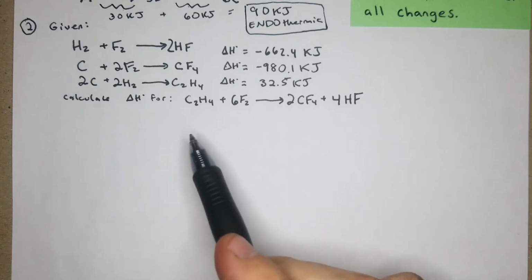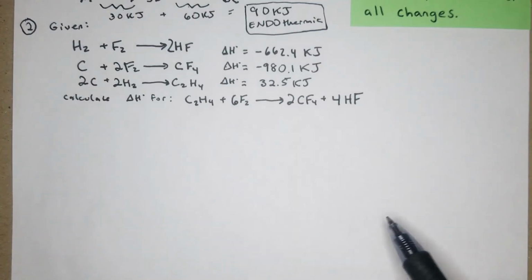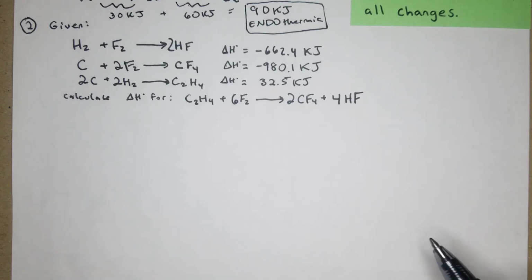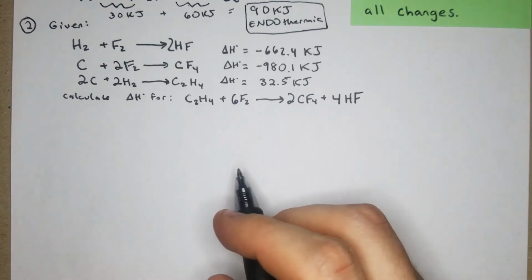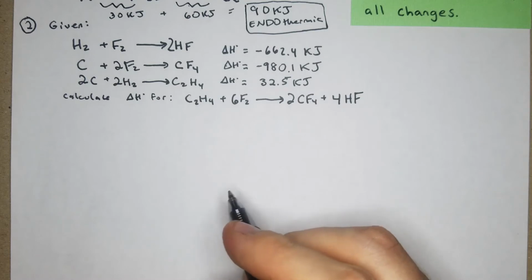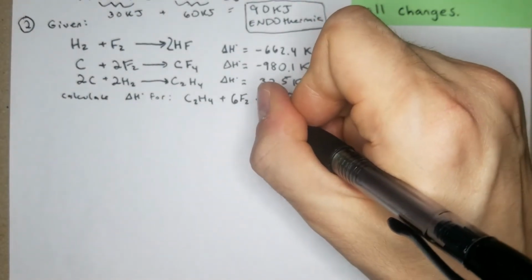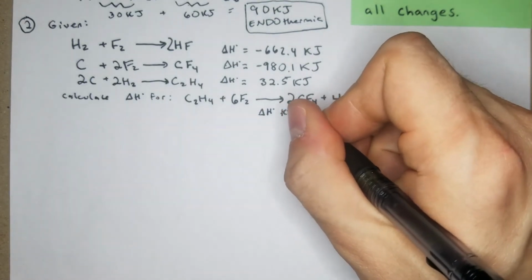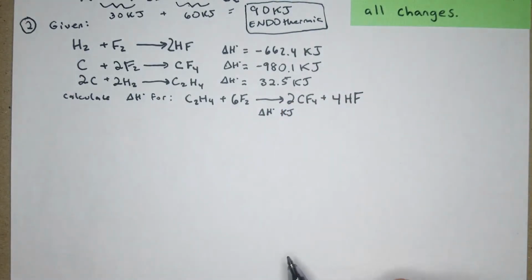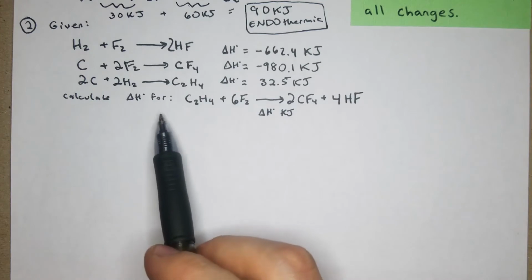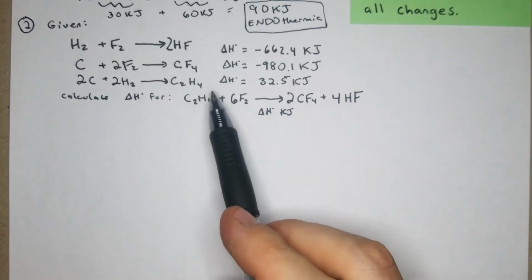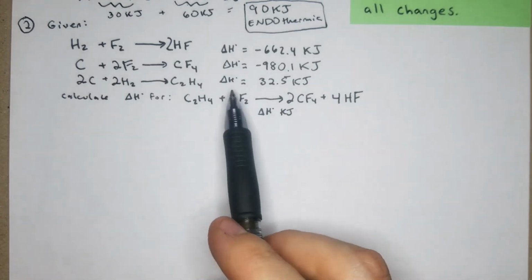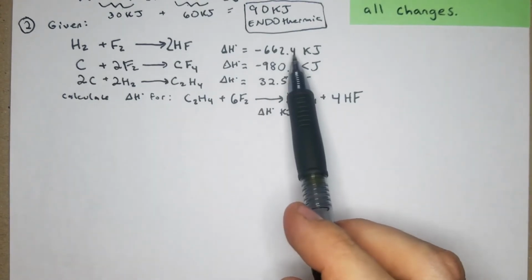And I'm using pen for the sake of it being more visible on camera, but I would always recommend using pencil for this, because there's a lot of different ways you can do guess and check work to figure out what you want to do. I like to just put my delta H up there, kilojoules, and then just start going through. So basically, again, just like we did in the first problem, we're going to try to make the final equation out of these equation fragments, and then whatever we do to these, we do to these.